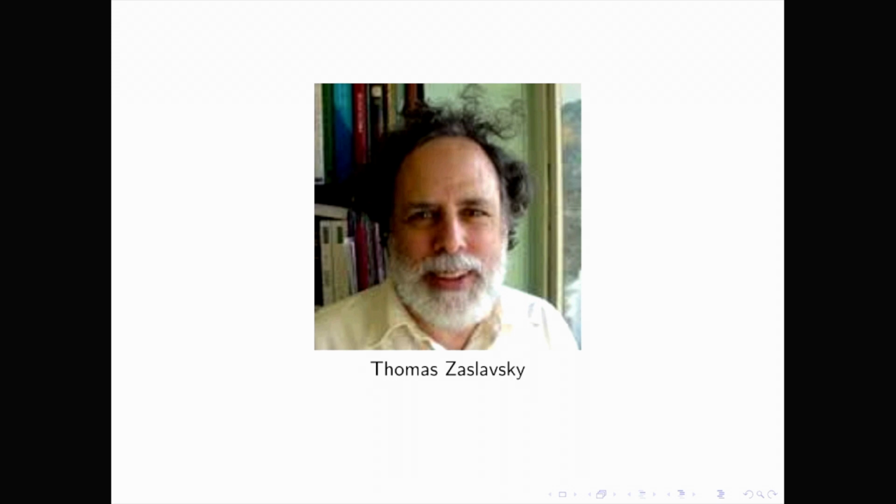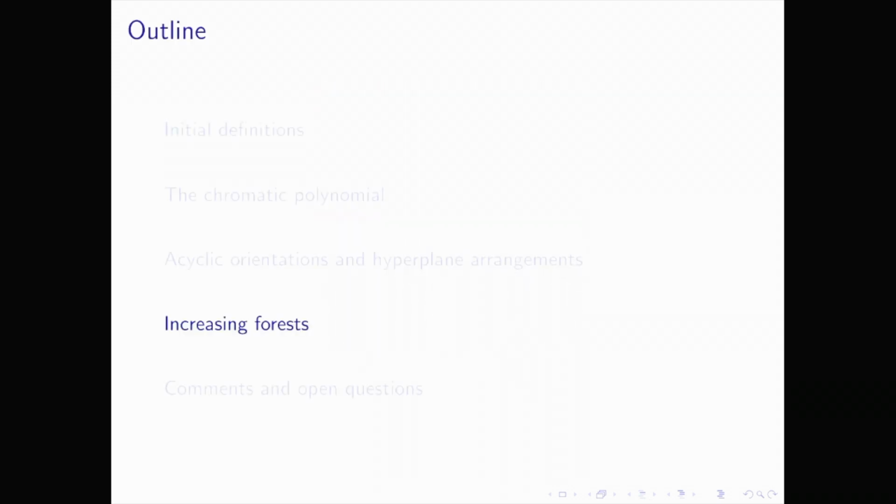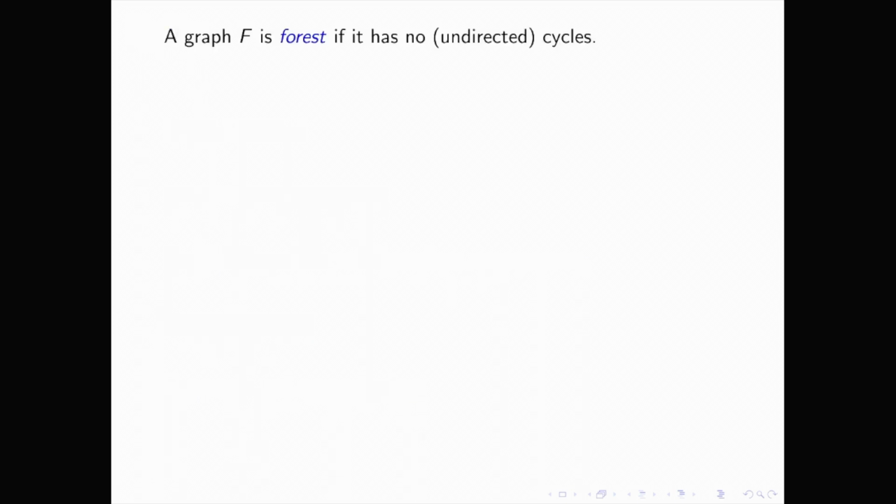Okay, so let's go on and talk. Now I'm going to be talking about my own work on increasing forests and what this has to do with the chromatic polynomial. So I've got to define some things so that you'll know what we are talking about. So we'll say that a graph F is a forest if it has no undirected cycles. So now we're back in graph land, not in orientation land. So we're talking about an ordinary graph. An ordinary cycle is like a directed cycle, except you don't need to worry about orientations.